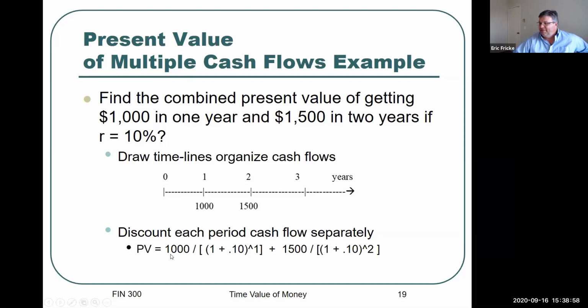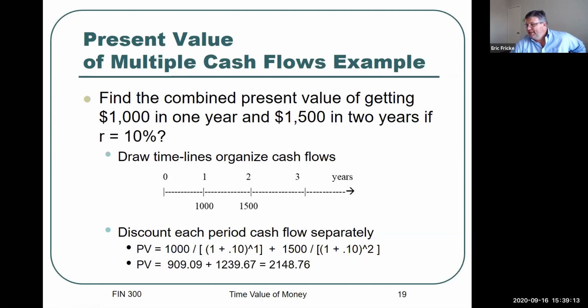Here's the first cash flow, $1,000, and it's discounted back 1 period with R equal to 10%. And the second cash flow of $1,500 is discounted back 2 periods. And that gives us a final value of $2,148. So that's the present value of these 2 cash flows.